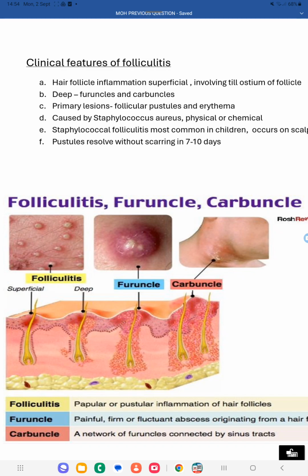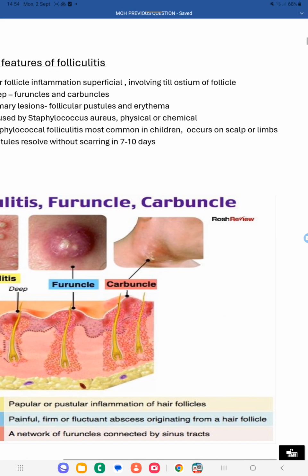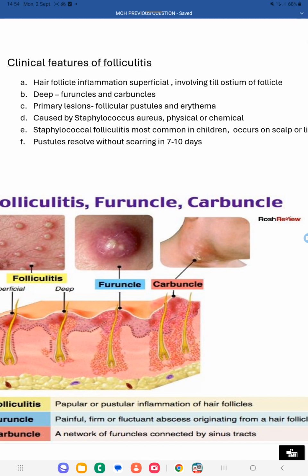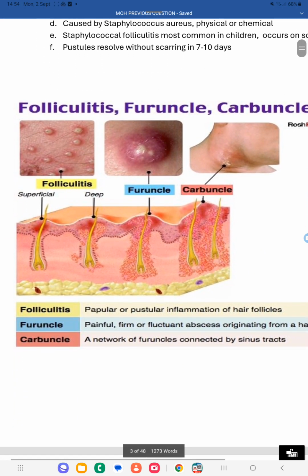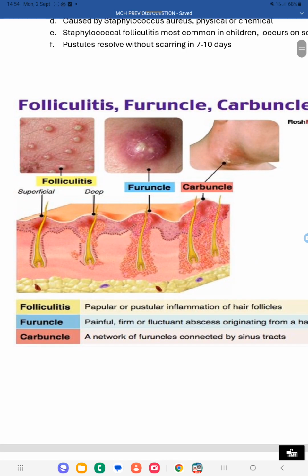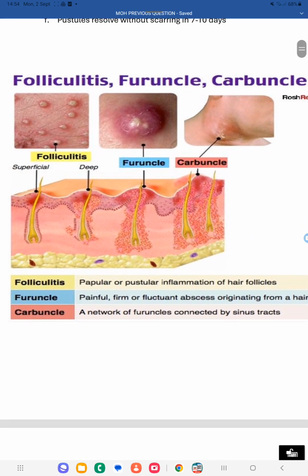Okay, so usually you can see staphylococcal folliculitis most commonly in children, and mainly it appears on the scalp or in the limbs area, and within 7 to 10 days this condition will resolve. So the main symptom is papular or pustular inflammation happening in the hair follicle.